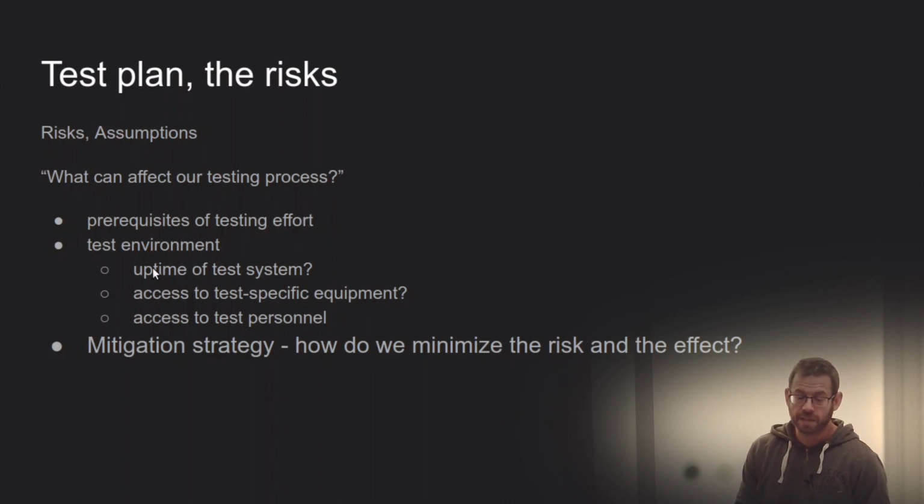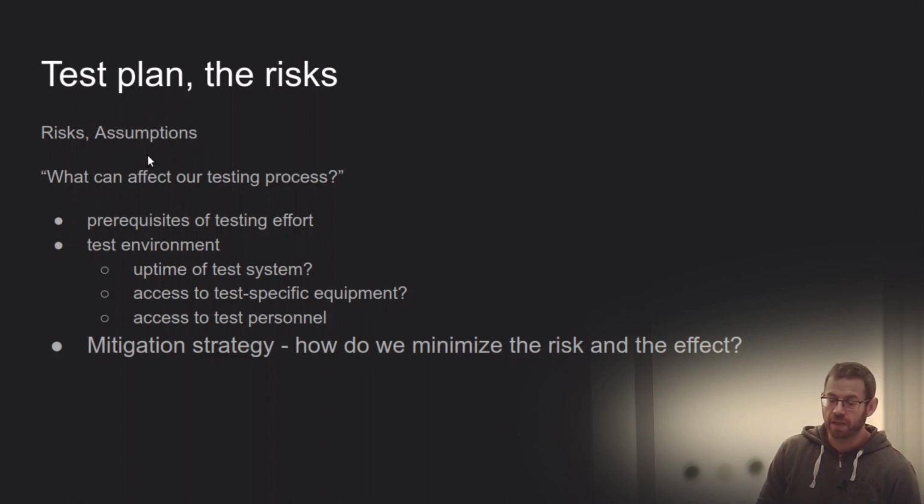There might also be things like access to test-specific equipment and test personnel, that you need access to people. You need to plan for these problems. So a part of the test plan should be about the risks and what assumptions must be fulfilled in order to do this testing.